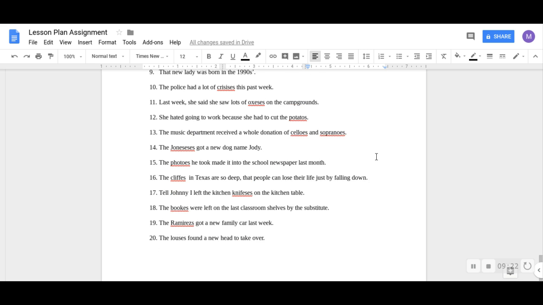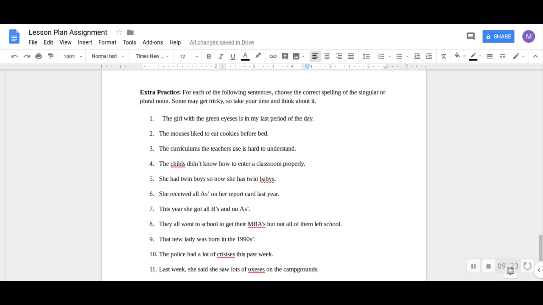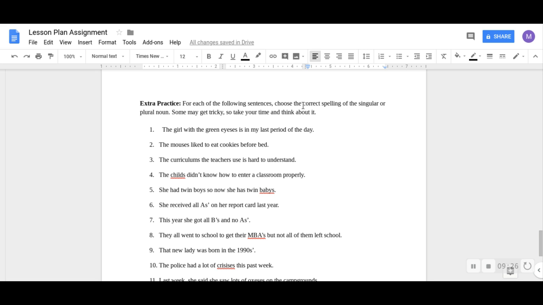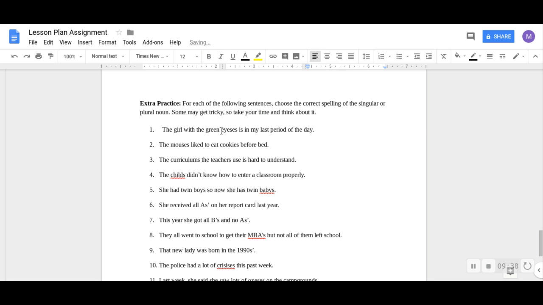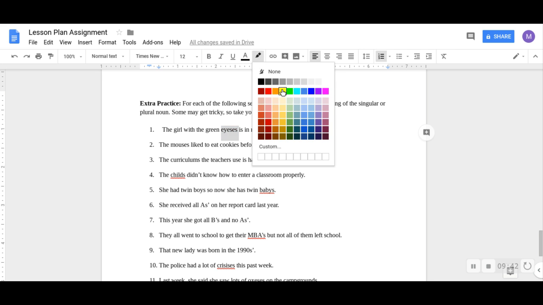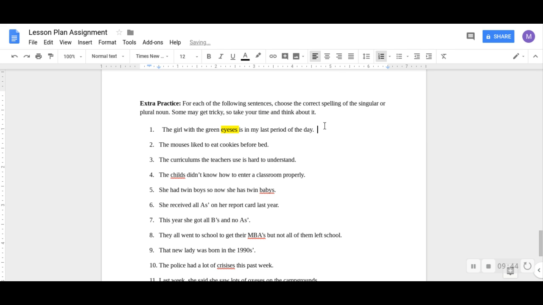So now we're going to go through and do this last one. For each of the following sentences, choose the correct spelling of the singular word or plural noun. Some may get tricky, so take your time. The girl with the green eyes is in my last period of the day. Eyes is one of the ones. We are just going to add an S.